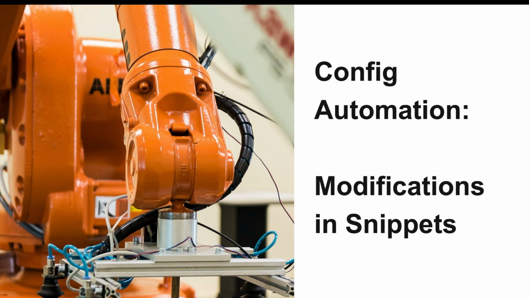We implemented a new configuration automation feature called Modifications for configuration snippets. This feature extends the config automation capabilities that were introduced in version 8.4. If you are not yet familiar with config snippets, we recommend consulting the documentation or watching the 8.4 release video.